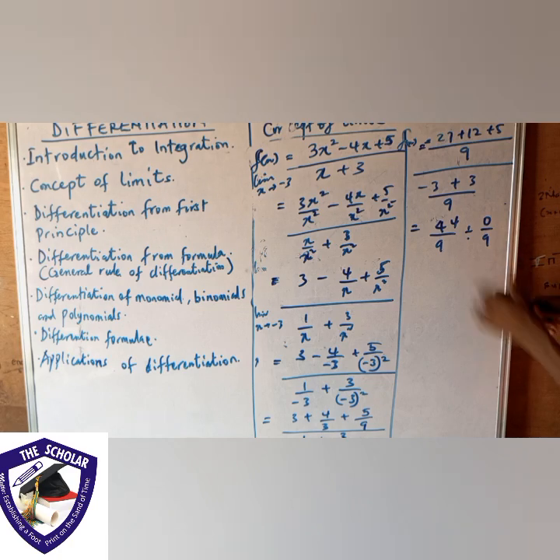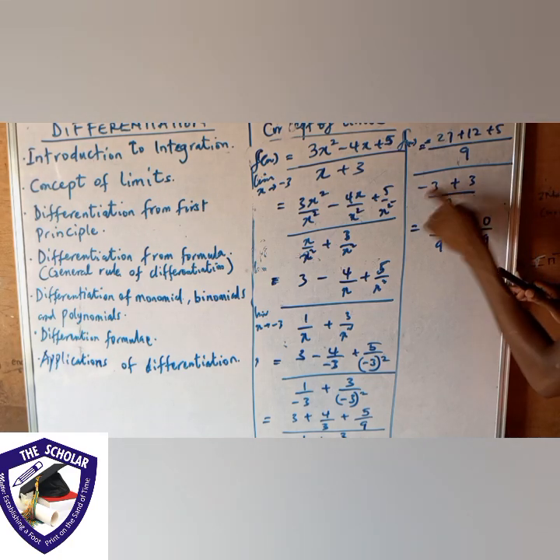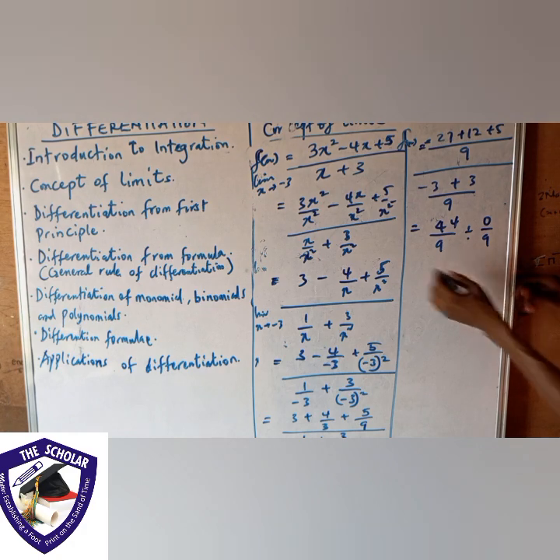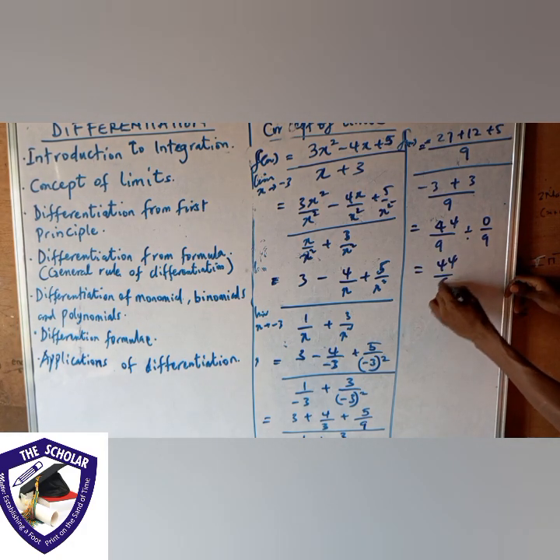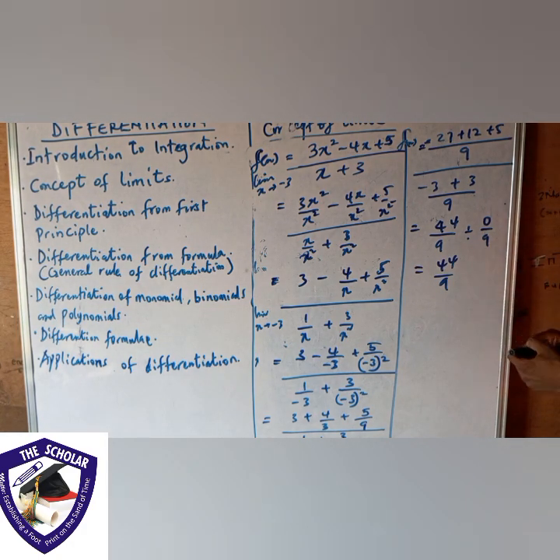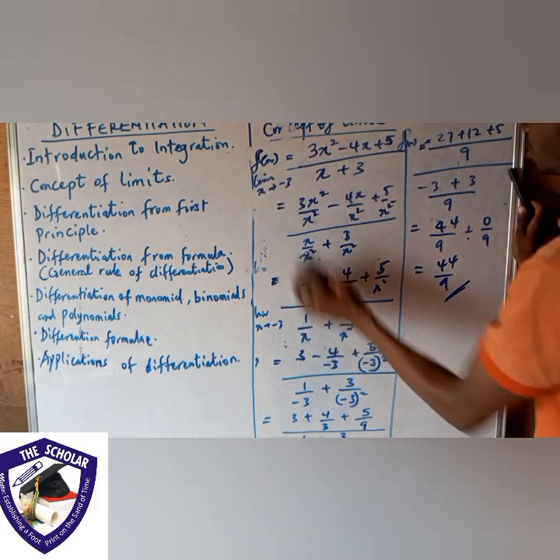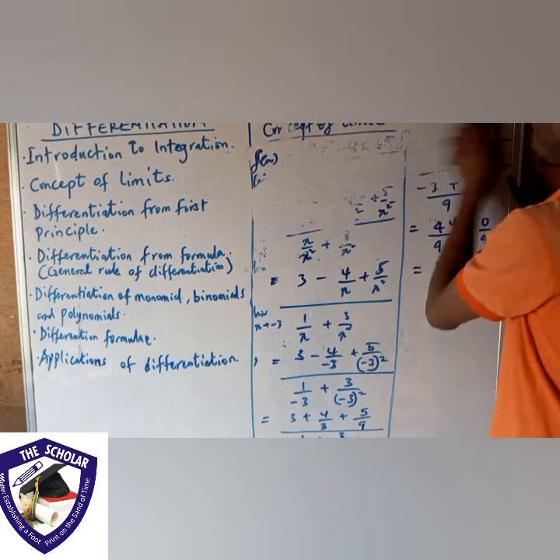I hope I'm with you. I hope you are with me. Minus 3 plus 3 gives us 0, then over 9. So this will give us 44 over 9, because 0 divided by any number will give us 0. So the answer will be 44 over 9.